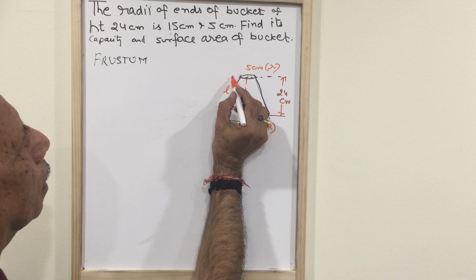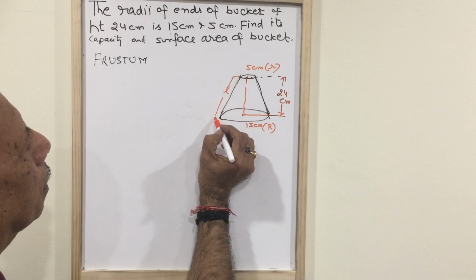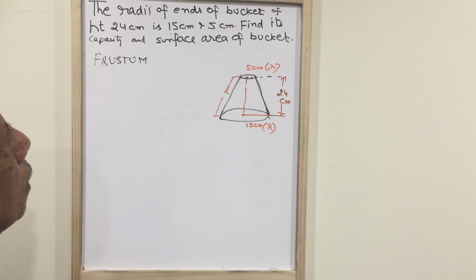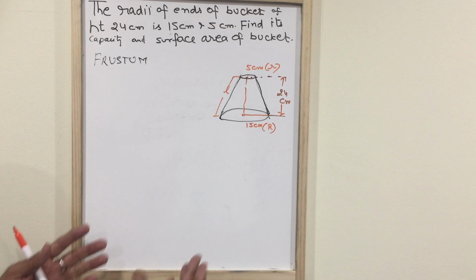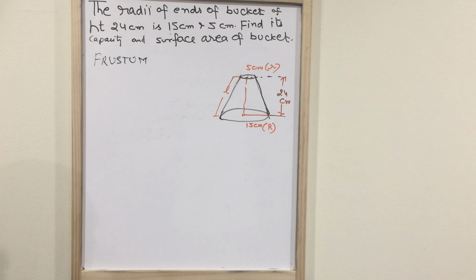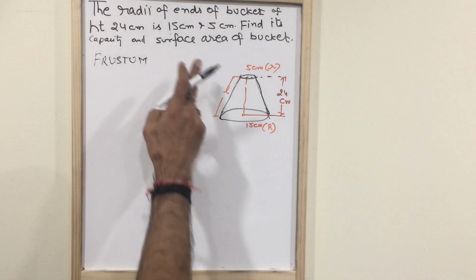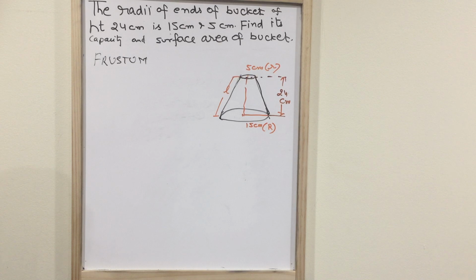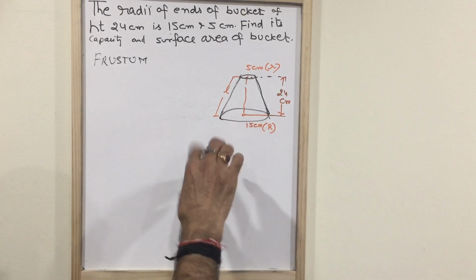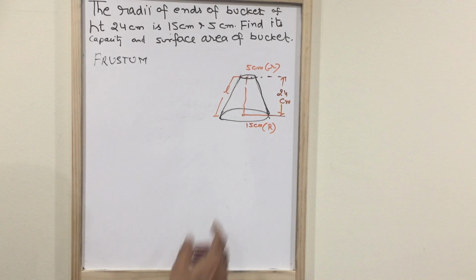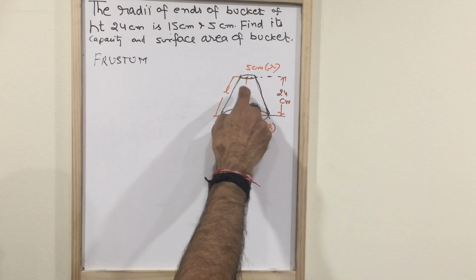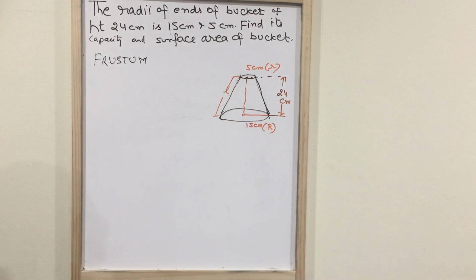And L is the slant height. Now we have to find its capacity and the surface area of the bucket. Capacity means we have to find out the volume, how much liquid can be occupied in this. And the other thing, we have to find the surface area of the bucket, which is open on one side and closed at the bottom. So we have to find the surface area of the sides and the surface of the bottom.